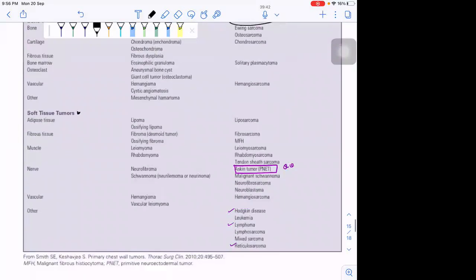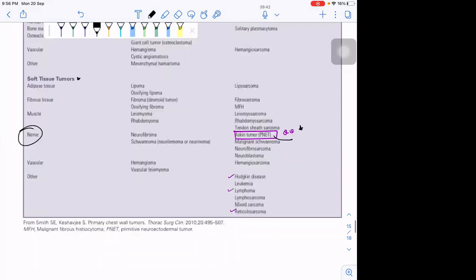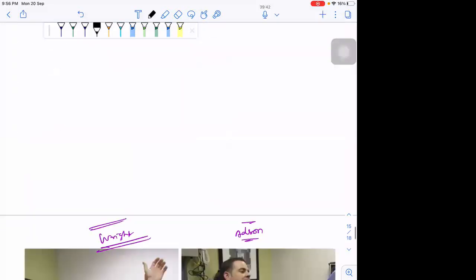This is self-explanatory. Just remember one thing: what is Askin's tumor? Askin's tumor is a primitive neuroectodermal tumor. It comes under the category of nerve tumors. It's a malignant nerve tumor of the chest wall. Okay, it's Askin's tumor, just remember.